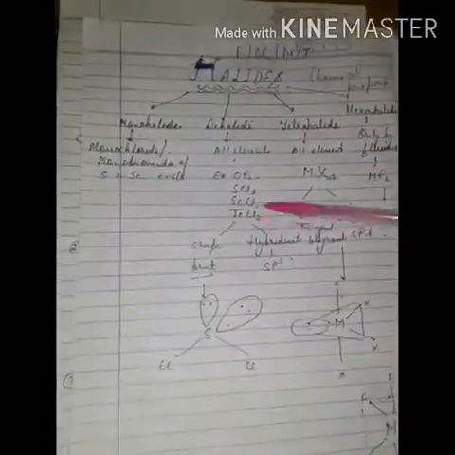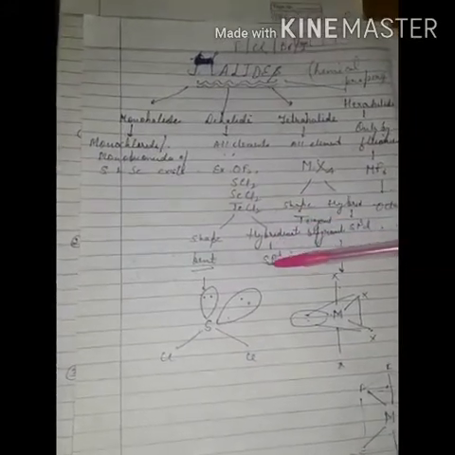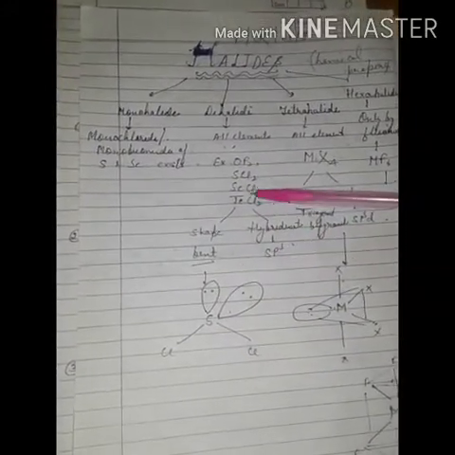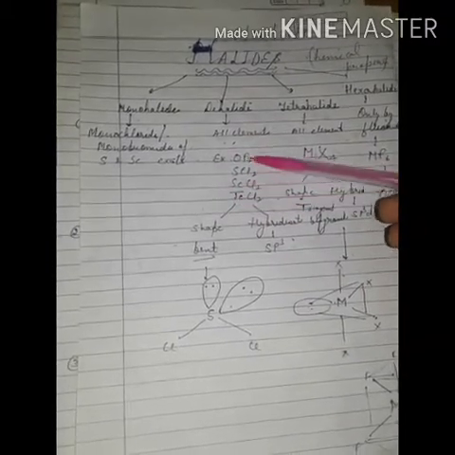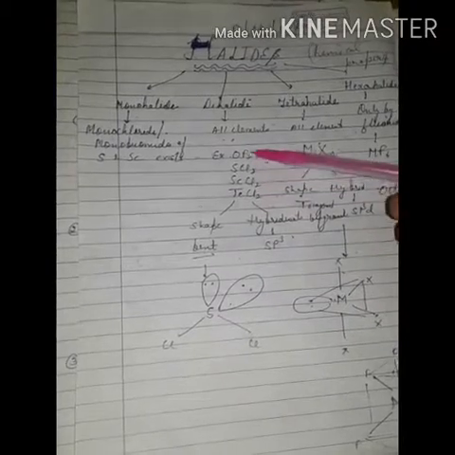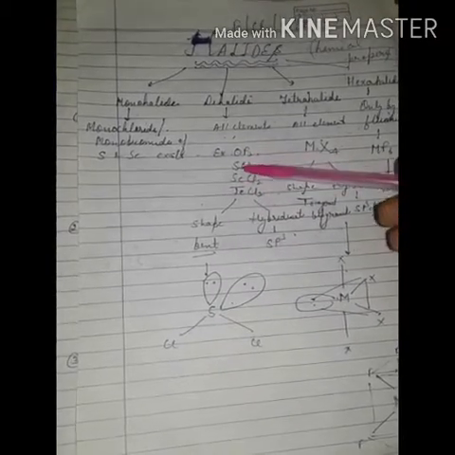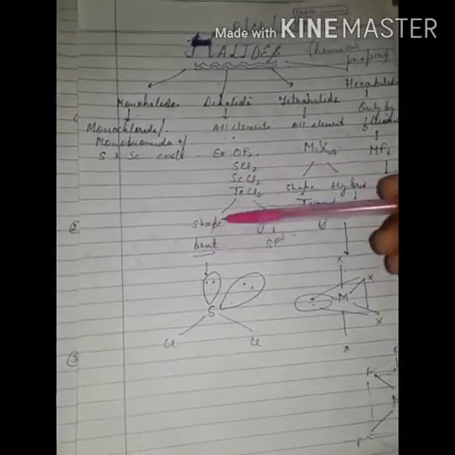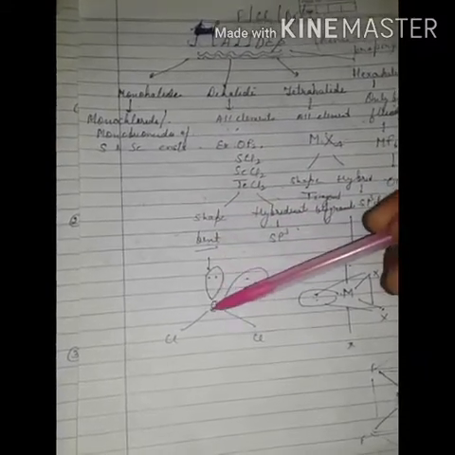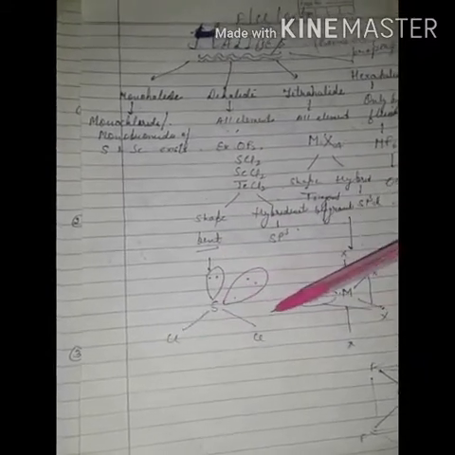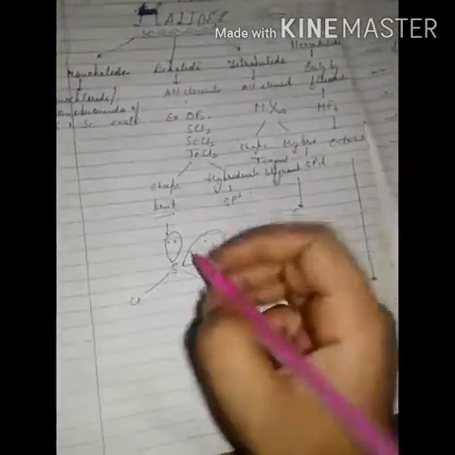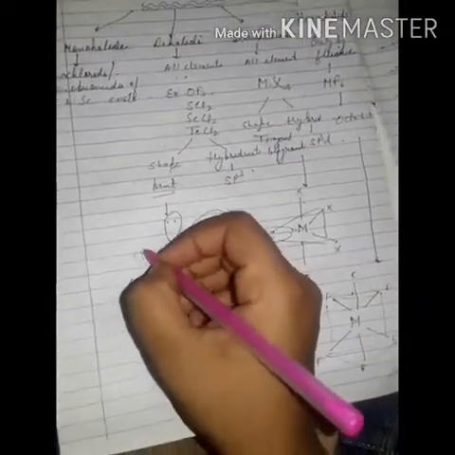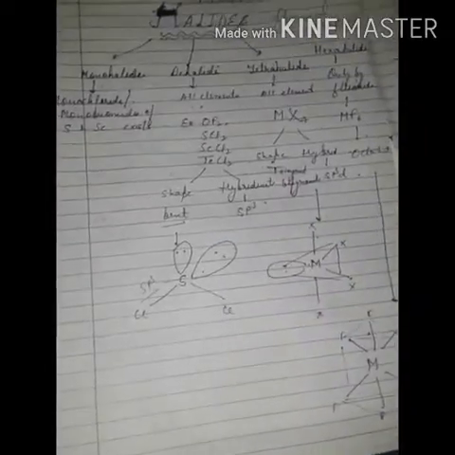Now their hybridization is sp3, since the central atom is oxygen, sulfur, or selenium, and the side atoms are these. So in short there are three atoms involved. The shape is bent, as you can see over here. The shape is in the bent form, having two lone pairs of electrons, and the central atom is sp3 hybridized, having tetrahedral configuration.